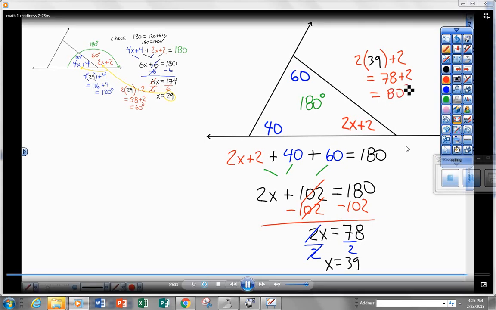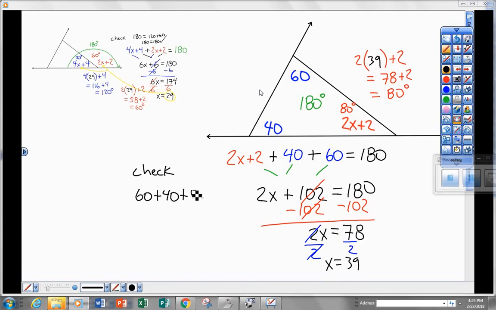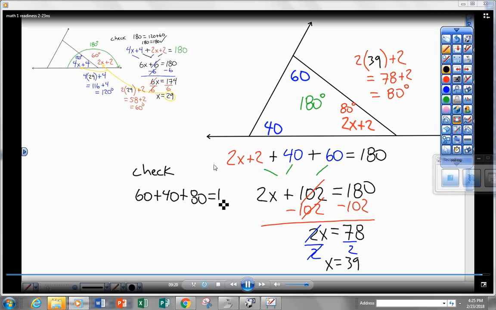And again, you can see if I check it, if I add all three of these angles, they should equal 180. So 40 plus 60 plus 80 gives me 180. Again, make sure to get full credit, you're writing all of this. Turn this in on Monday. Good luck.